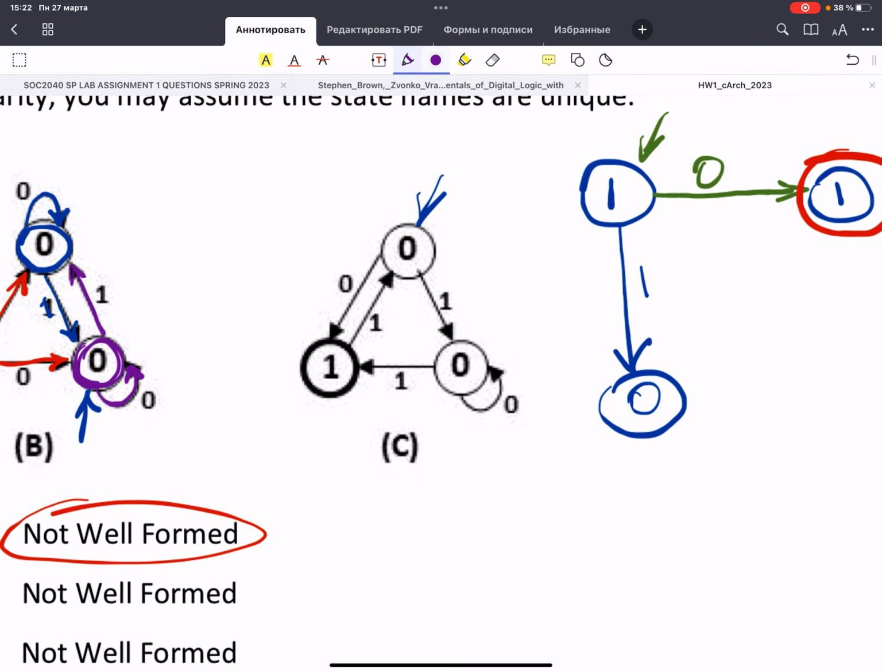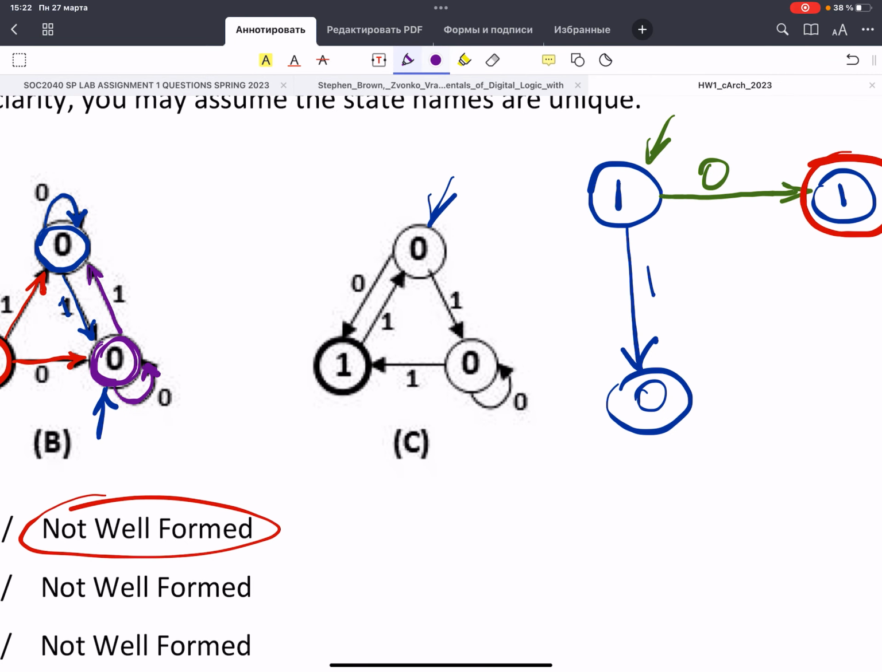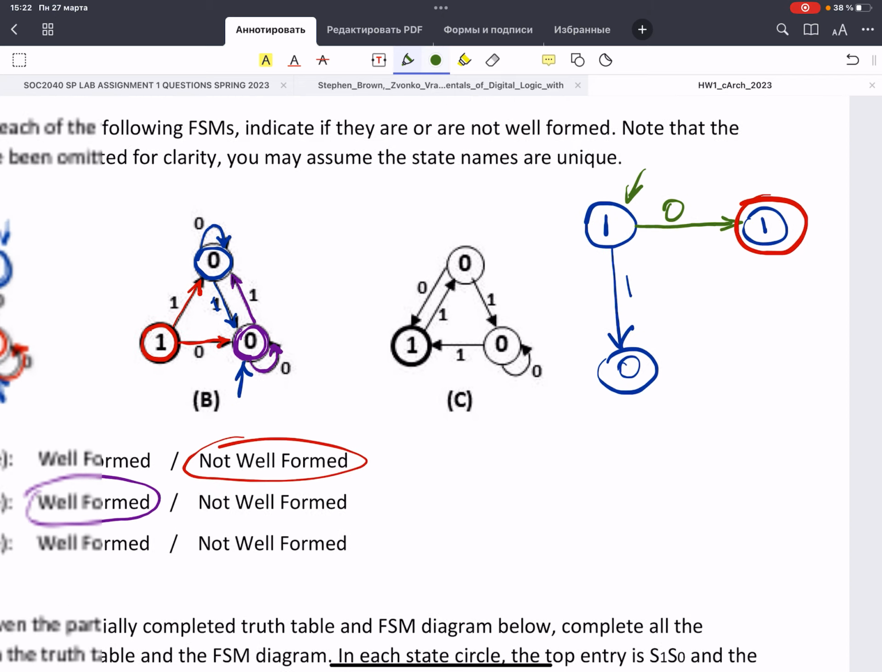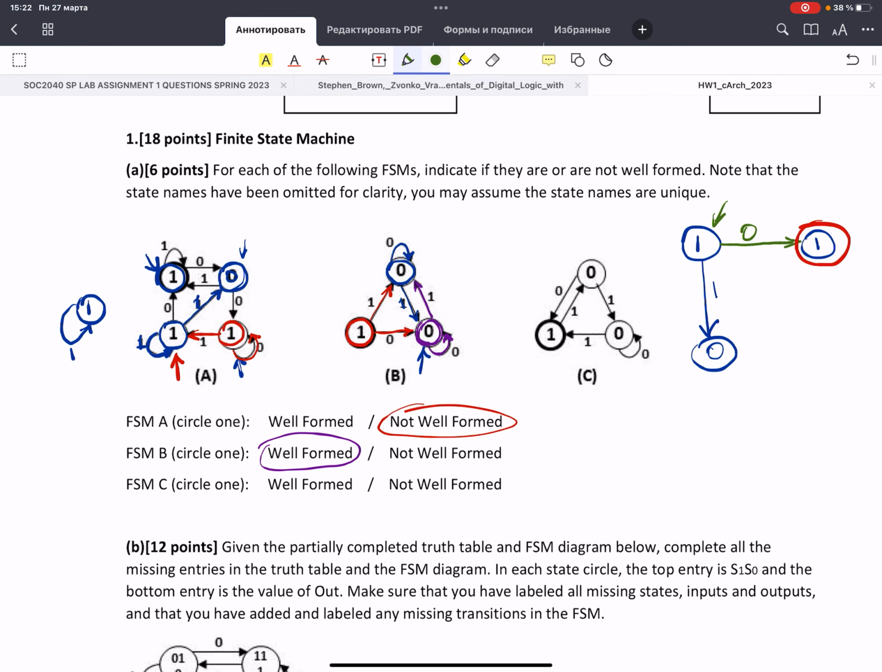So let's analyze this one. As you see here, there is also something strange, but please be careful. Here I'm going to introduce a new rule. There is a second rule of validity of a finite state machine, which says that each state should have a result given for a particular input.